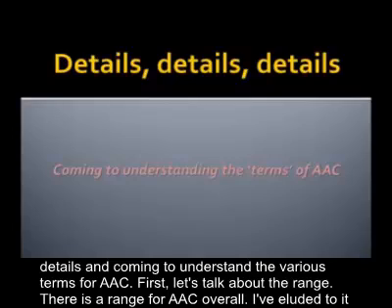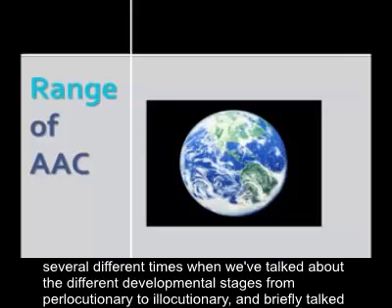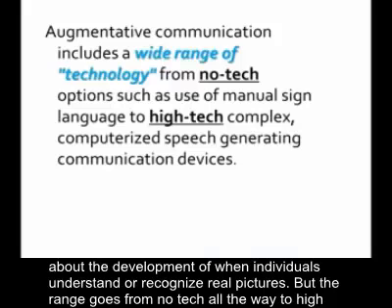So, looking at the details and coming to understand the various terms for AAC, first let's talk about the range. There is a range for AAC overall, and I've alluded to it several different times when we've talked about the different developmental stages from perlocutionary to illocutionary, and briefly talked about the development of when individuals understand or recognize real pictures. But the range goes from no tech all the way to high tech.